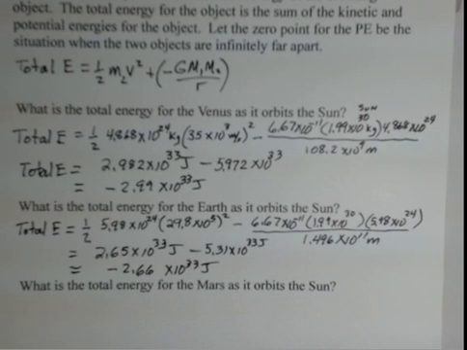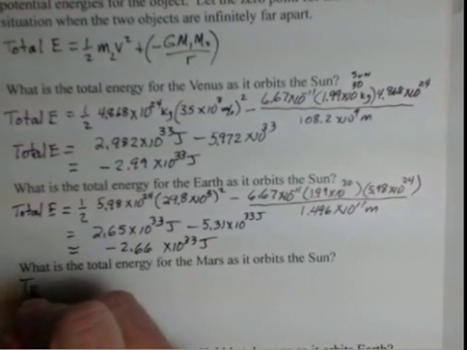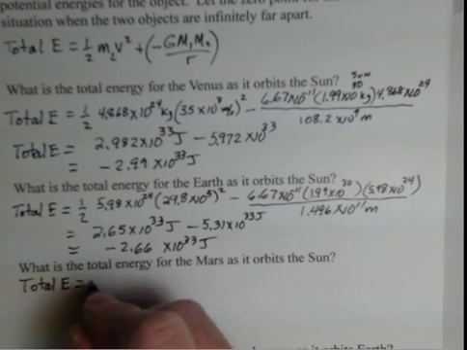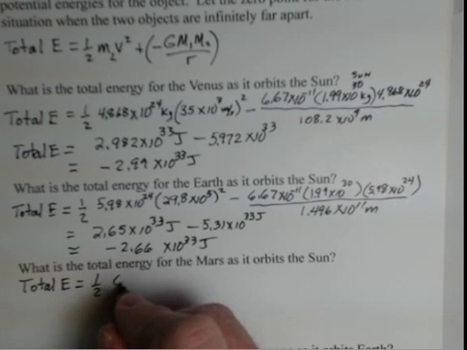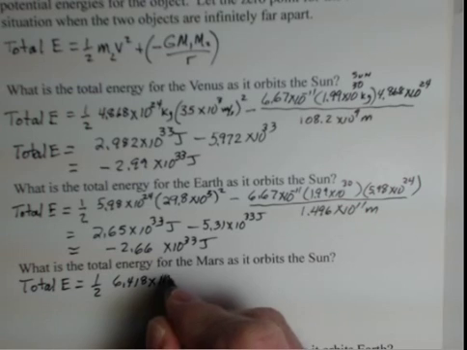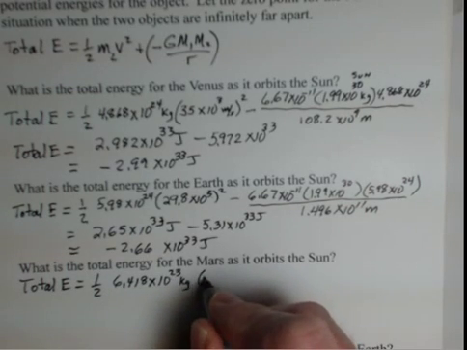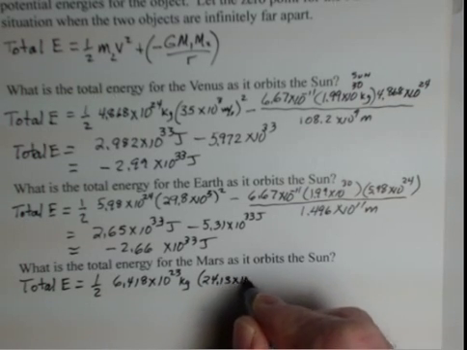Let's try Mars. Maybe we'll get a different result for Mars. So for Mars, and again, kinetic energy and potential energy. Mass of Mars is considerably smaller, 6.418 times 10 to the 23rd kilograms. We're further out in the solar system, so our velocity is smaller.